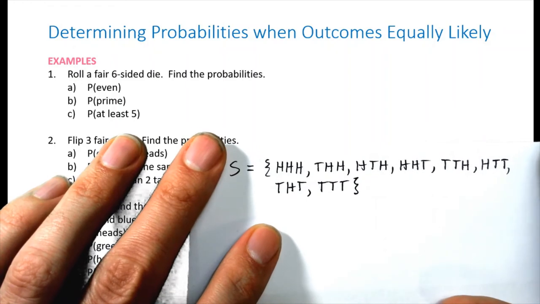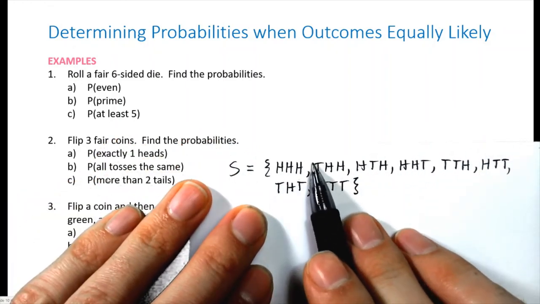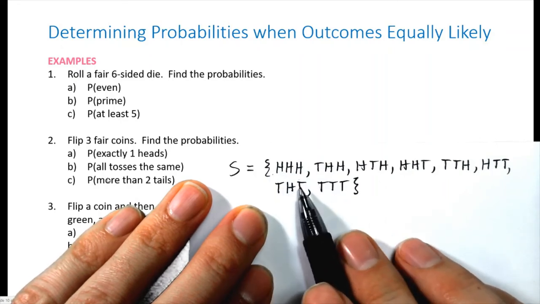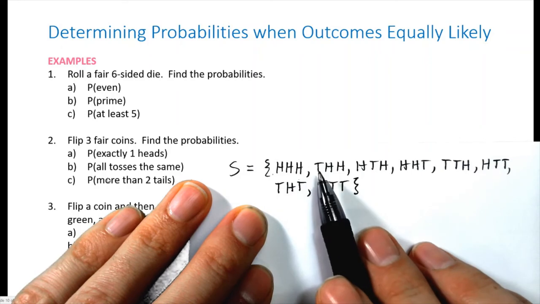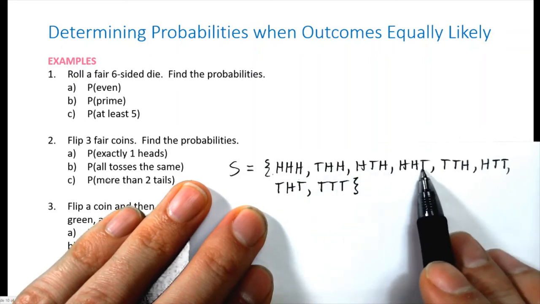If you're wondering how I did that so quickly, what I was thinking of is I said, first, I'm going to write down the number of ways I can get it with no tails. Well, there's only one way, right? So done. Now, how many ways can I get it with exactly one tail? Well, that was easy to write down. I just put the tail in the first position, second position, third position.